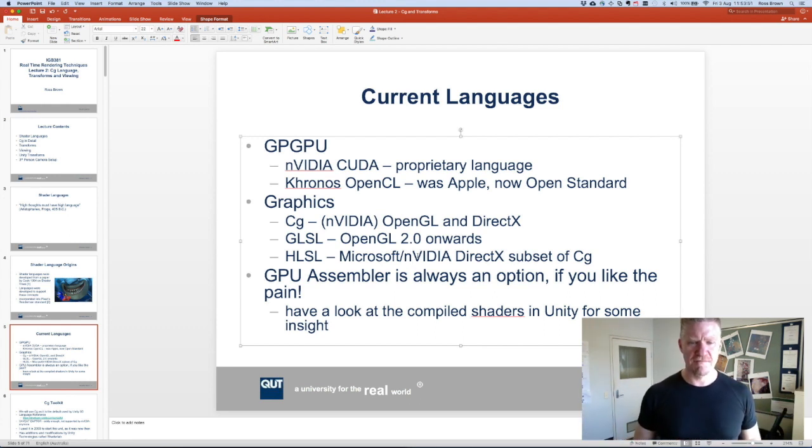DirectX 12, I think. And of course, as I said, like Andy Sorensen, you could always do things directly in GPU assembler, if you wish to. Have a look at the compiled shaders in Unity for some insight. This is just a handy thing to keep in mind. You have a look in the inspector in Unity and you can see the compiled code. And then you start to understand that this is not magic, it's just another language. CG is compiled, turned into machine code, uploaded to the GPU and rendered. Voila.